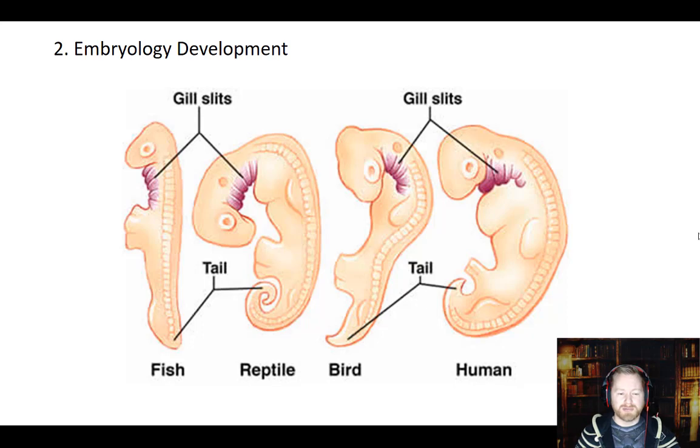Here's another example, pointing out some major features: gill slits, tails, fish, reptile, bird, and human. All of these are vertebrates, so they all share these features. When you were in your mother's womb, you had gill slits and a tail. At a certain developmental point, enzymes kicked in that broke them back down, so you got rid of your gill slits, you got rid of your postanal tail.